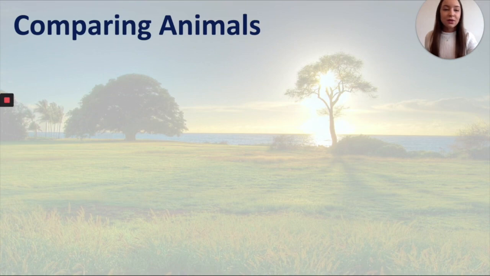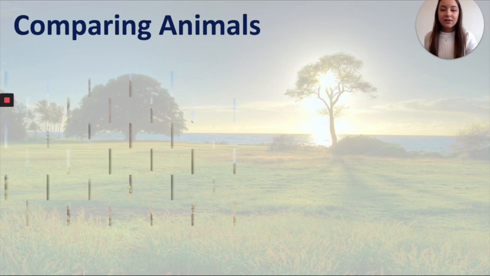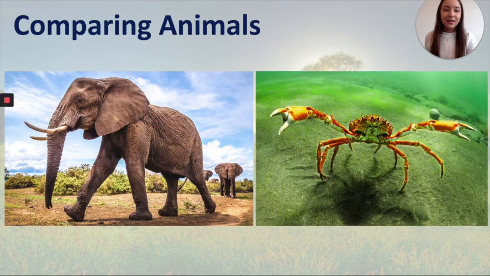Now we're going to talk about comparing animals. When you compare two things, you're looking for similarities and differences between the two things. And by that, what I mean is you're looking for things that are the same or things that are different. So we're going to look at an elephant and a crab. So here are your pictures.